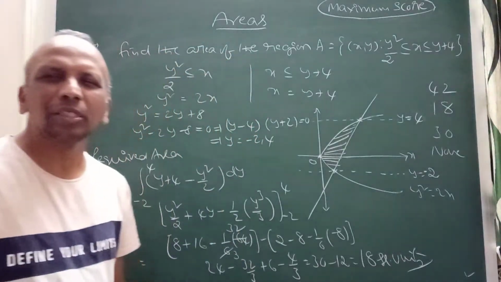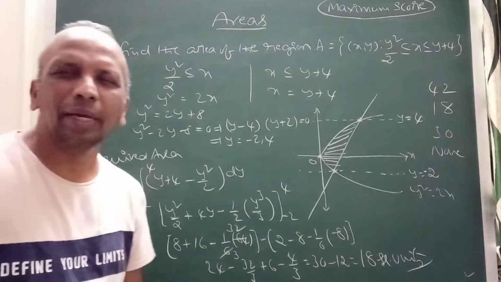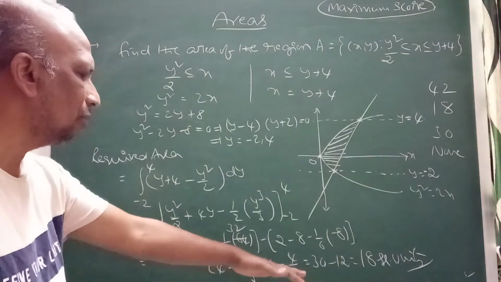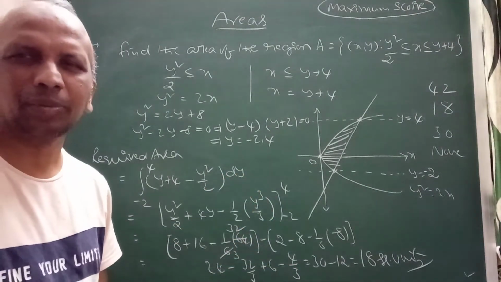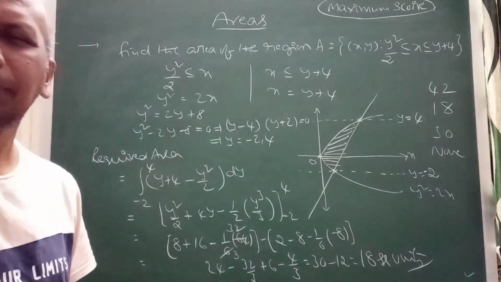The answer is 18 square units. The result is 18 square units. For the simplification, you will get 18 square units. That is the required answer.